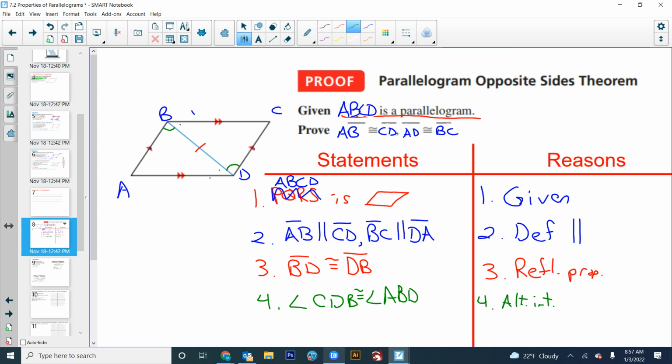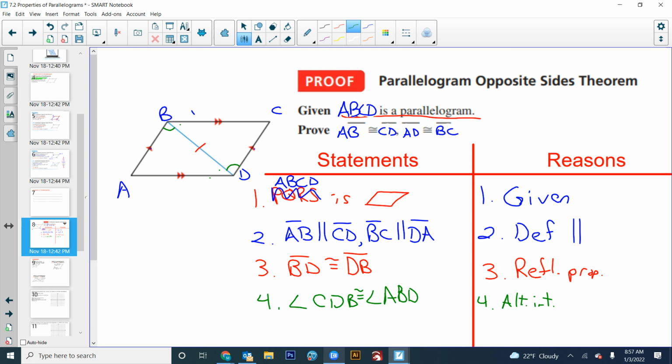Now again, after today, could I say angle A is congruent to angle C because opposite angles are congruent? After today? Yes. But we can't use that right now because we're trying to prove the properties of the parallelogram, okay? So we have to stick with other stuff.